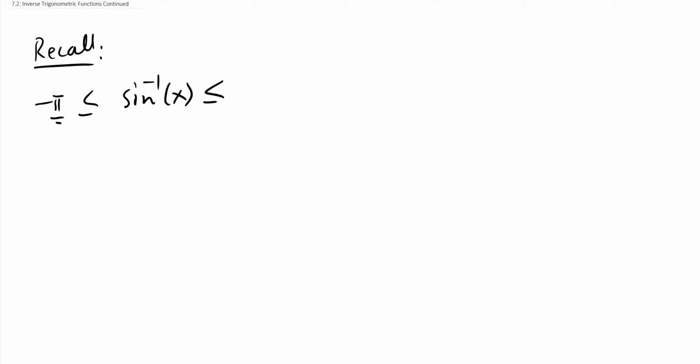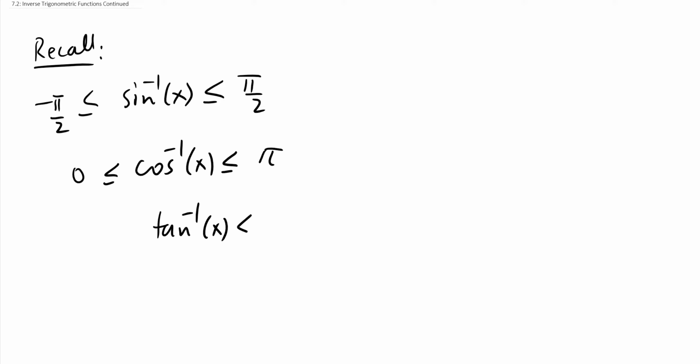First thing I want to recall, because we're going to be using this all the time: sine inverse of x is always from negative pi over 2 to pi over 2. Cosine inverse is from 0 to pi. And tan inverse, because we're going to need this all the time, is between negative pi over 2 to pi over 2.